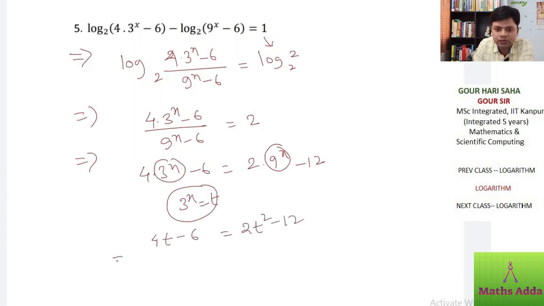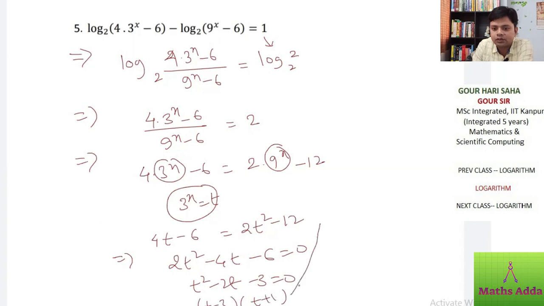Bring all the terms to one side: 2t square minus 4t minus 6 equal to 0. It is t square minus 2t minus 3 equal to 0. It is t minus 3 into t plus 1. So we got two answers, right? t equal to 3, t equal to minus 1.